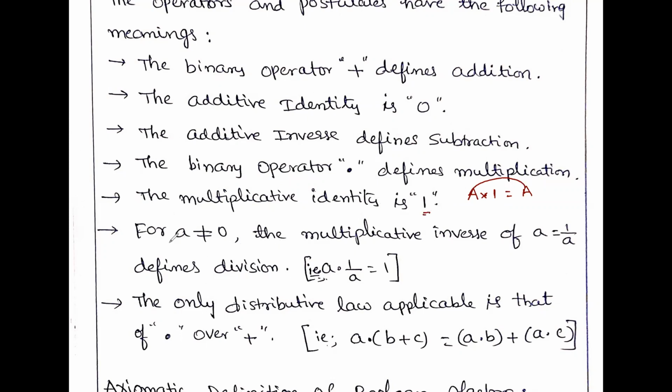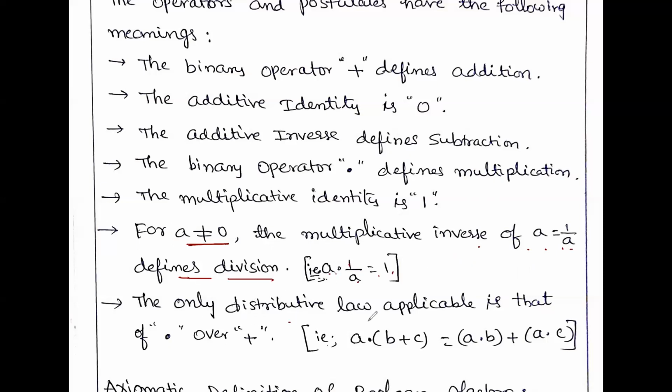The next one is, for A not equal to 0, the multiplicative inverse of A equals 1 by A. If A is multiplied with 1 by A, then it becomes 1. Suppose A equals 0, then it becomes infinity. That's why we have to take the condition of A not equal to 0. That means the multiplicative inverse of A is 1 by A.